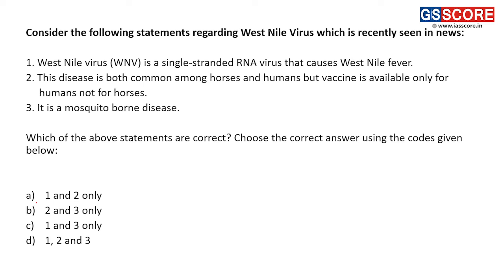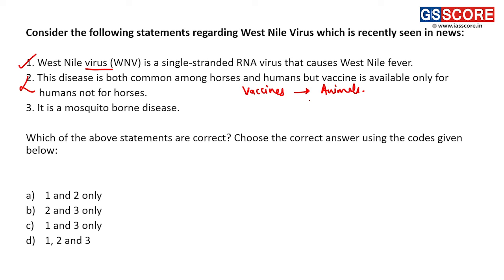First statement, West Nile virus is a single-stranded RNA virus that causes West Nile fever, right? So it is a correct statement. West Nile fever is the viral disease caused by West Nile virus, which is a single-stranded RNA virus. Second statement, this disease is common among both horses and humans, but vaccine is available only for humans, not for horses. So this is an incorrect statement. Yes, the disease is common to both human beings as well as horses, but the vaccine as of now is there for animals only, not for humans, and that's why the second statement is incorrect.